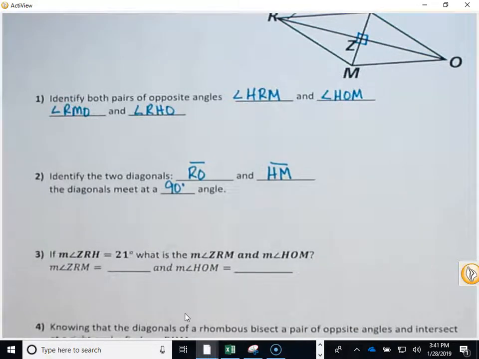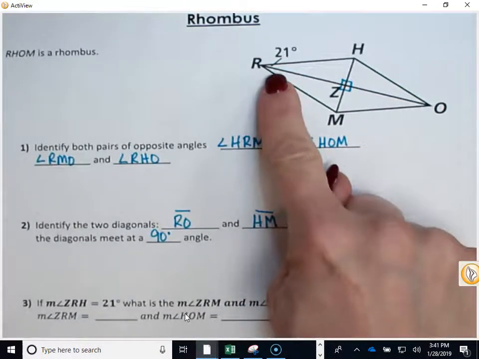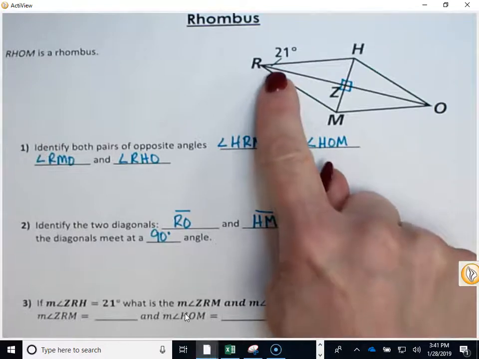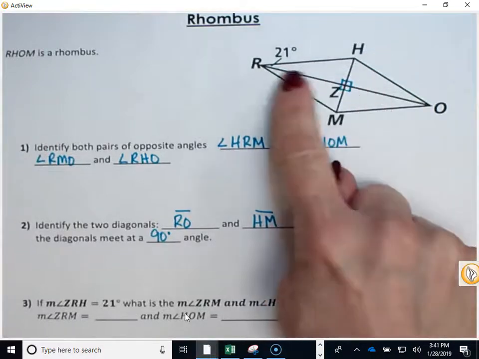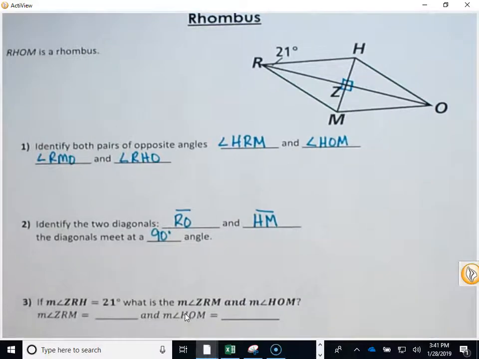Question 3 asks us if the measure of angle ZRH is 21 degrees. Now they labeled that on our diagram here already. That's why they have that little line there pointing to that angle. So Z to R to H is that little angle there, and they measured it, or said that it was 21 degrees. Then they want to know, what is the measure of ZRM? And also the measure of angle HOM.